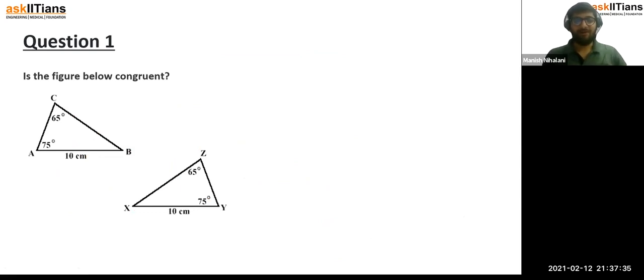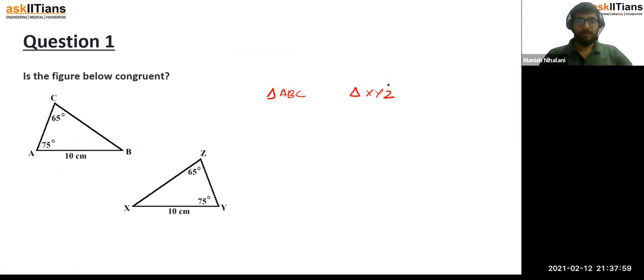right? Now comes every student says, sir, please some questions karao, please. So there comes a question now. It says, is the figure below congruent? So you have two triangles, triangle ABC and triangle XYZ, right? Now he says, are these two triangles congruent?